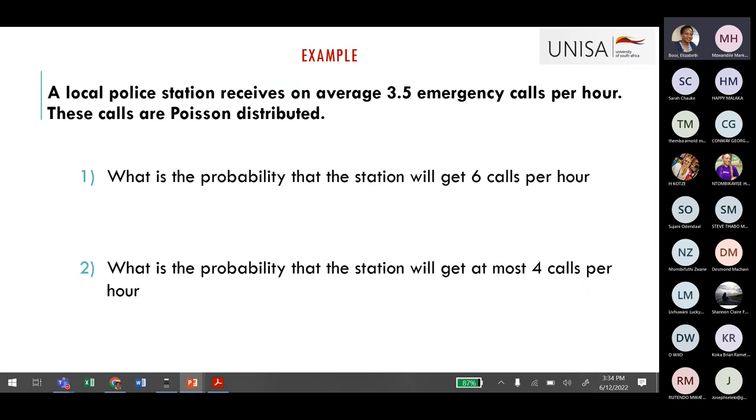A local police station receives on average 3.5 emergency calls per hour. These calls are Poisson distributed. What is the probability that the station will get 6 calls? Because this is exactly 6, we need to find the probability that x is equal to 6. We can use the formula, which is e to the power of minus lambda times lambda to the power of x divided by x factorial, which we then substitute: e to the power of negative 3.5, times 3.5 to the power of 6, because our x is 6, divided by 6 factorial.